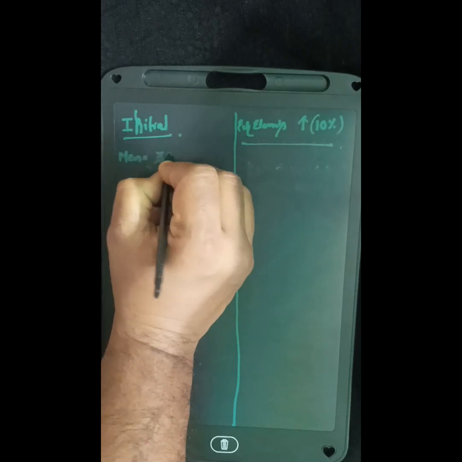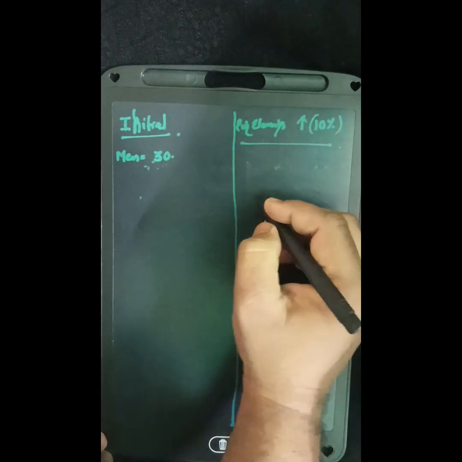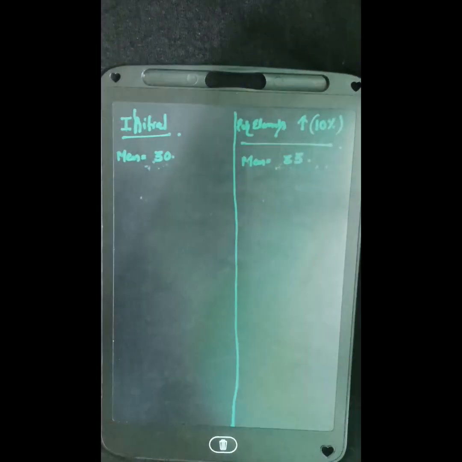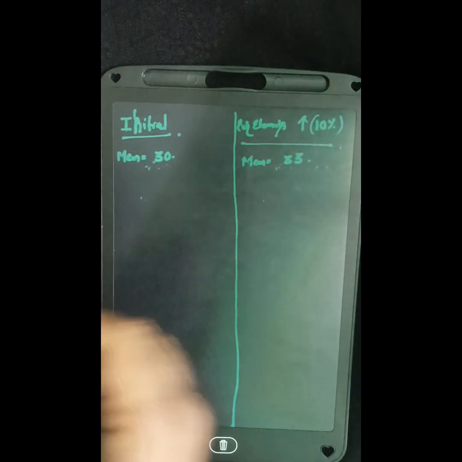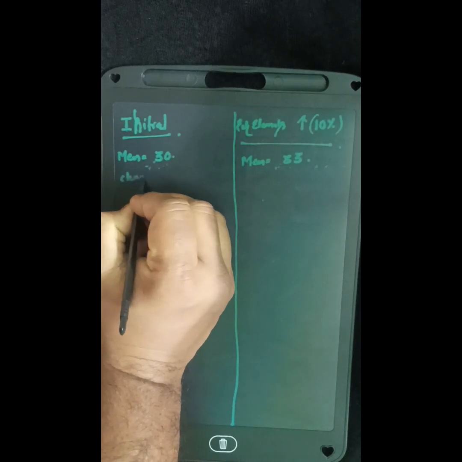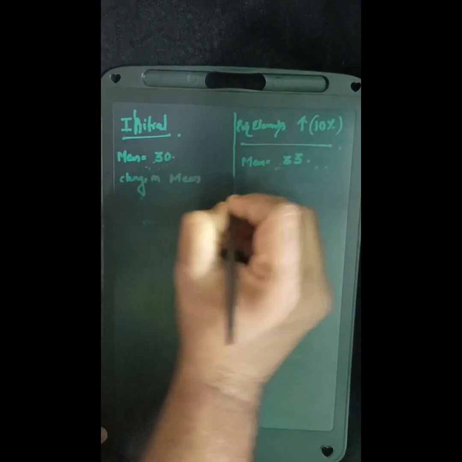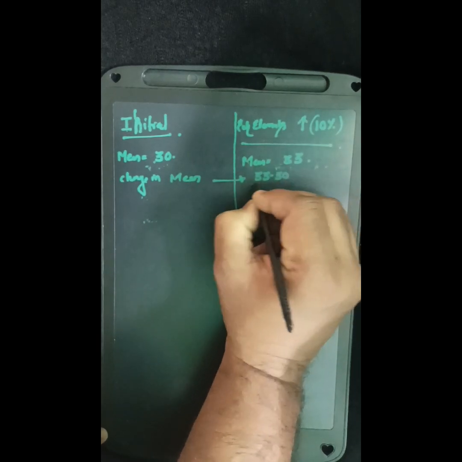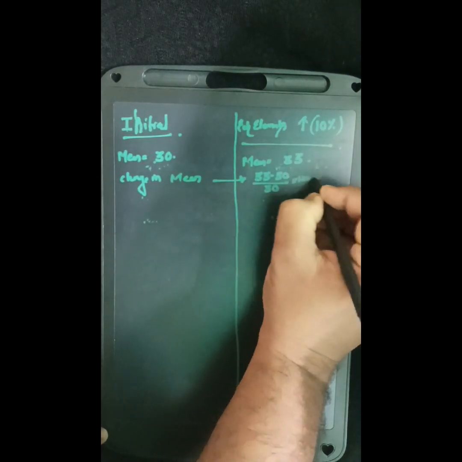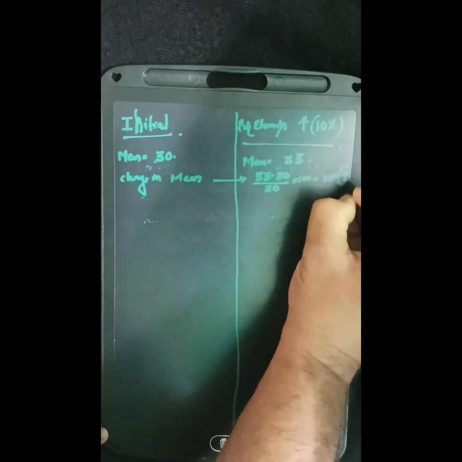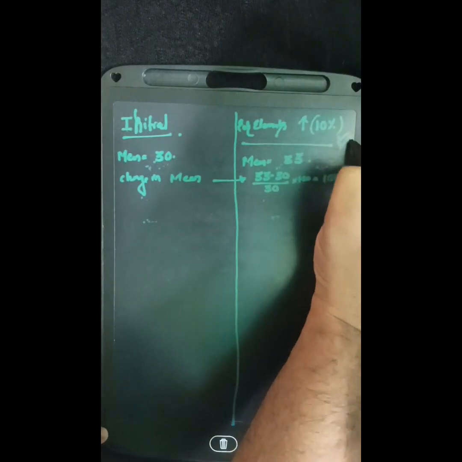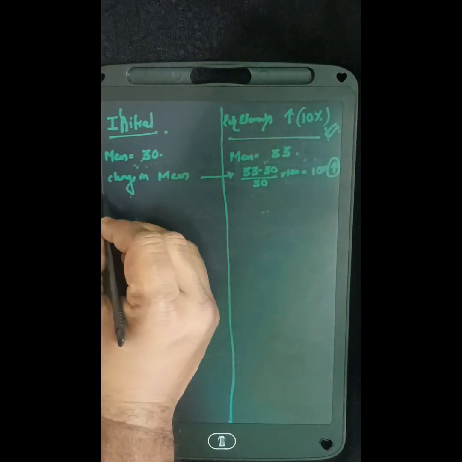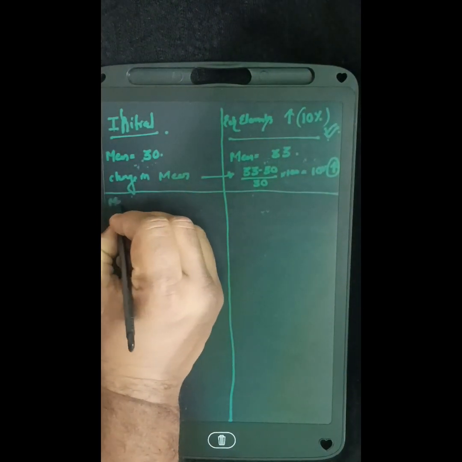Mean was 30. Here the mean is 33. So if you calculate the change in mean, it would come out to be 33 minus 30 by 30 into 100, which is equal to a 10% increase, which is equivalent to the percentage increase of each element. Fine. So next up, let's check for median.